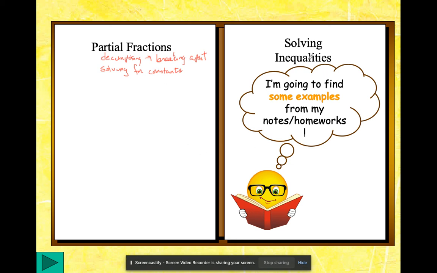Solving inequalities was our last objective, right? So solving inequalities just means you really are solving an equality and then using your number line work, right?